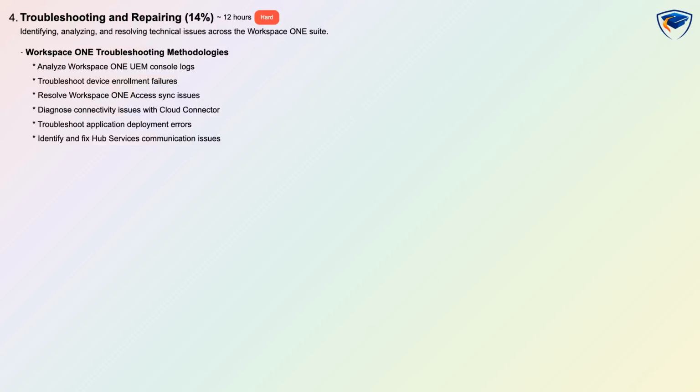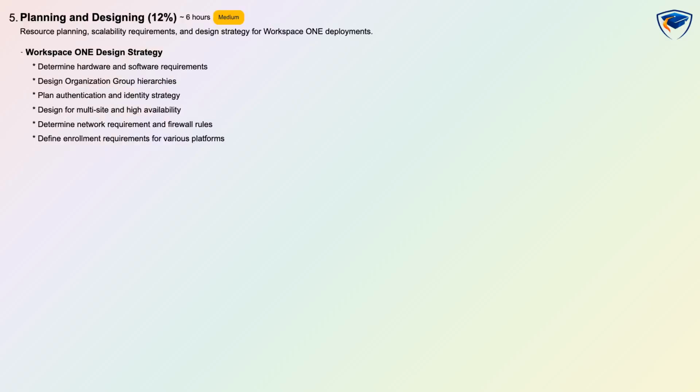The domain also covers diagnosing connectivity problems with Cloud Connector, troubleshooting application deployment errors, and identifying and fixing hub services communication issues. Planning and designing covers 12% and focuses on resource planning, scalability, and design strategy for Workspace ONE deployments. Difficulty is medium with about 6 hours of study and conceptual plus scenario-based assessment.